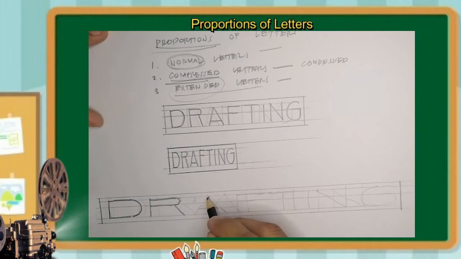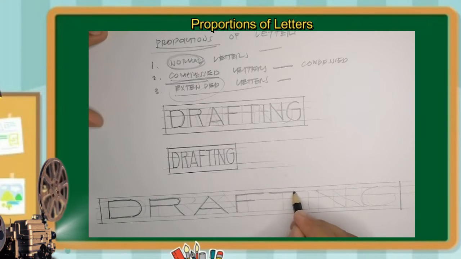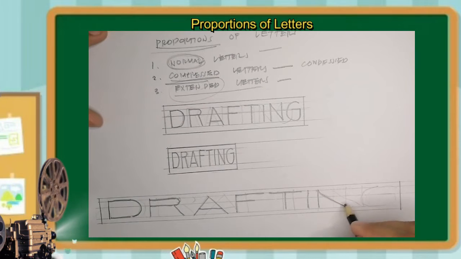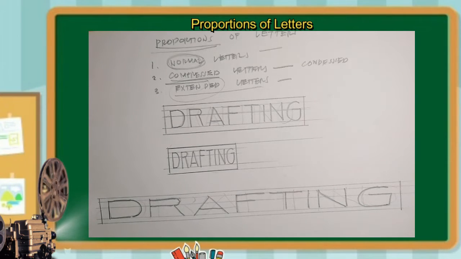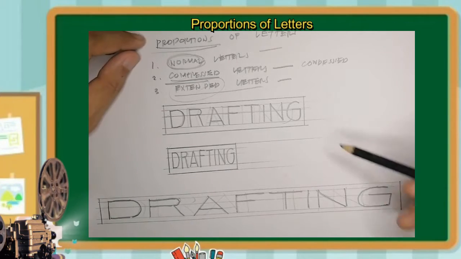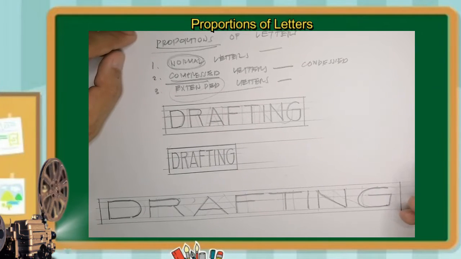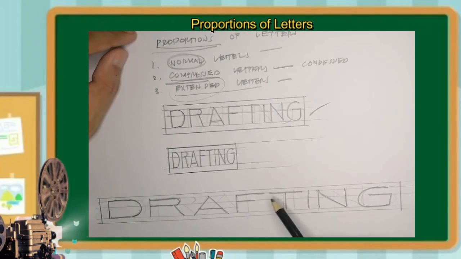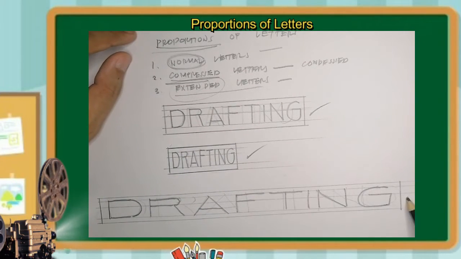So, as you observe here, our letters suddenly got fatter, or they extended for us to fit into the available space, which is too big. So we enlarged our letters, we extended them. Okay, so that is the reason why we extended the letters. These are the three proportions of letter. Again, we have the normal letter, compressed letter, extended letter.